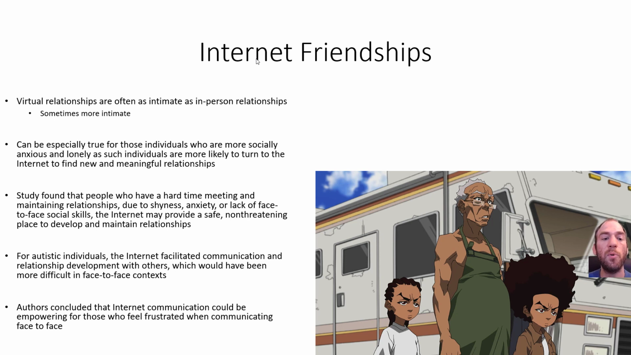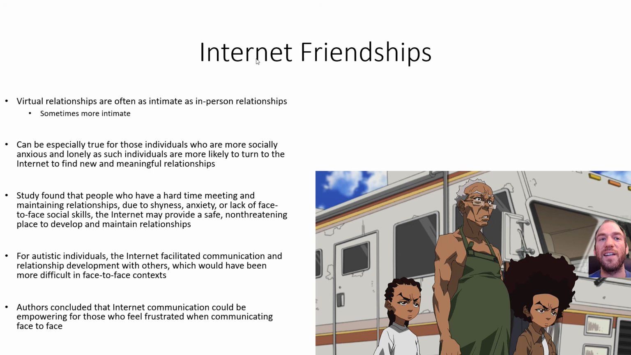A study found that for people who had a hard time meeting and maintaining relationships due to shyness, anxiety, or lack of face-to-face social skills, the internet may provide a safe, non-threatening place to develop and maintain relationships. For autistic individuals, the internet facilitated communication and relationship development with others, which would have been more difficult in face-to-face contexts. Authors concluded that internet communications can be empowering for those who feel frustrated when communicating face-to-face.